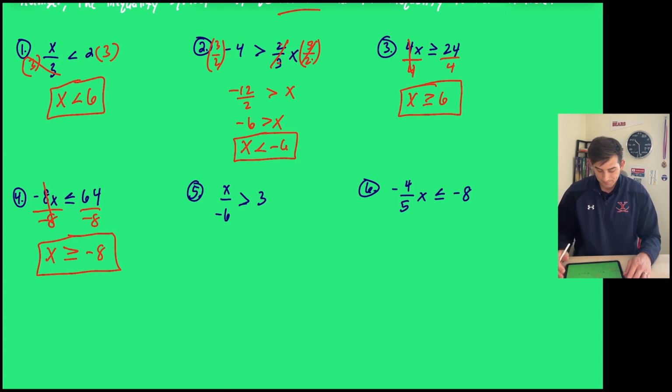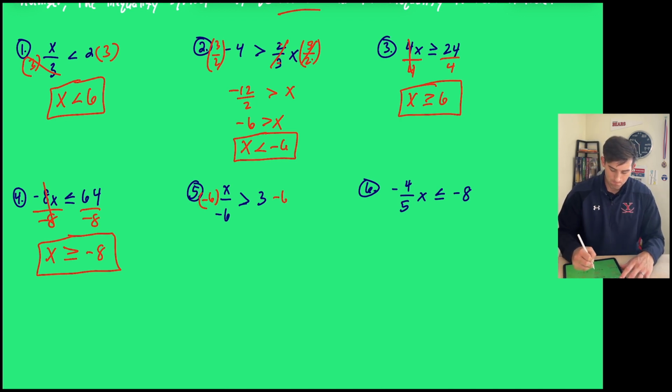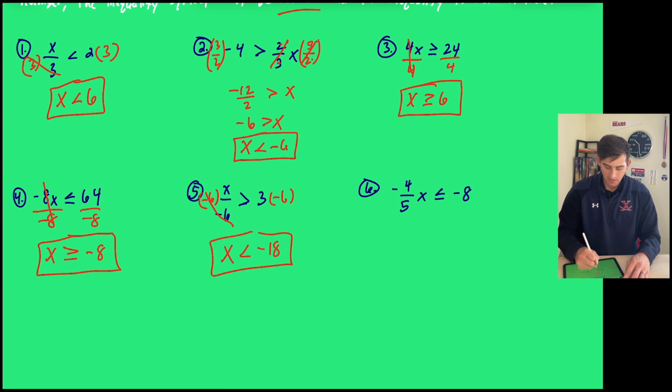All right, number 5. x divided by negative 6 is greater than 3. So now, much like number 1, instead of dividing by negative 6, let's multiply both sides by negative 6. So that'll cancel that, we get x, but now we got to switch from greater than to less than. And this would be negative 18. Okay, so because we multiplied by negative 6 there, we had to switch our inequality symbol. So now we have x is less than negative 18.